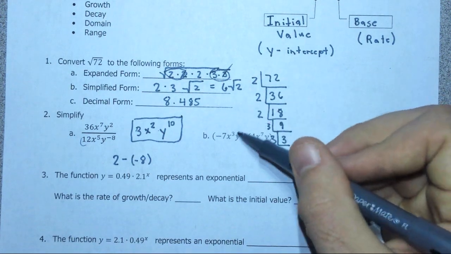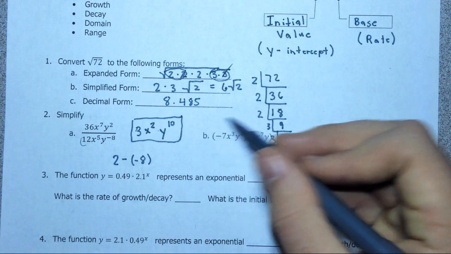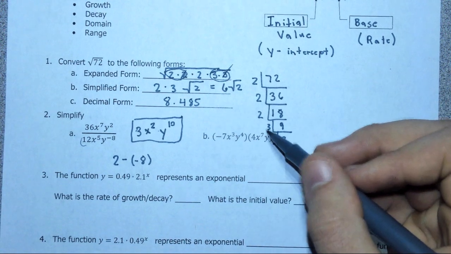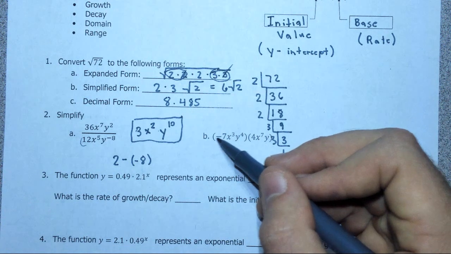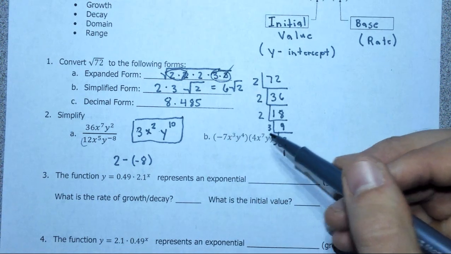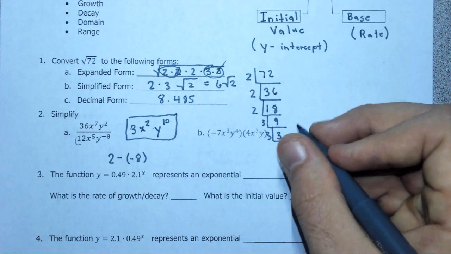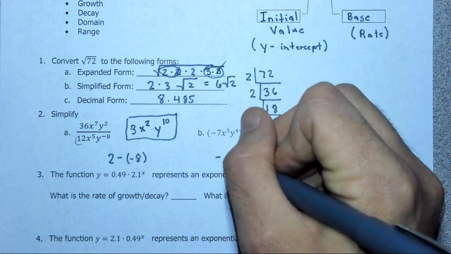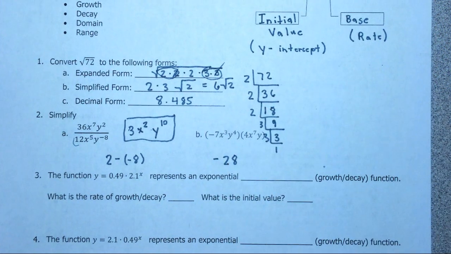Now, my next one, I am multiplying. My base operation is multiplication. So what is negative 7 times 4? Negative 7 times 4, I get negative 28. Am I being silly? Is that right? Why am I being silly?